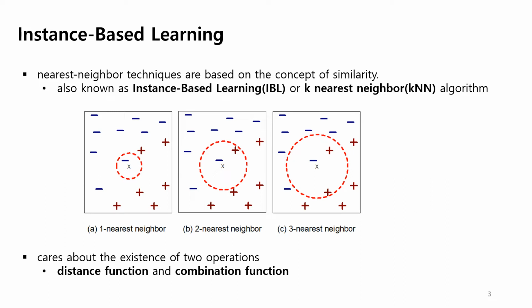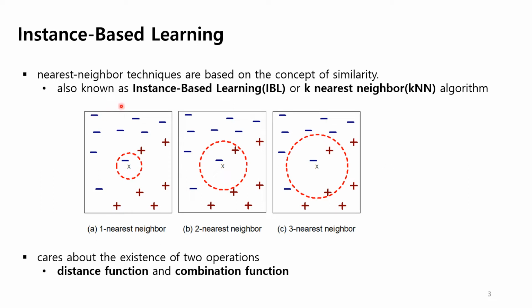So as I said, instance-based learning is based on the concept of similarity. So we find similar data. And because of that, this algorithm, instance-based learning, is sometimes called K nearest neighbor. So these are actually the same, okay, instance-based learning, IBL, or K nearest neighbor, KNN, are basically the same algorithm.